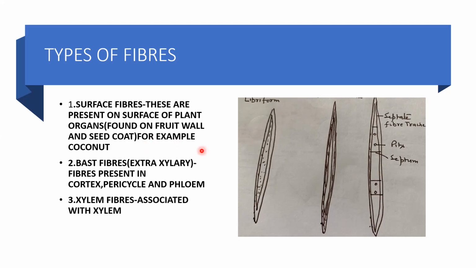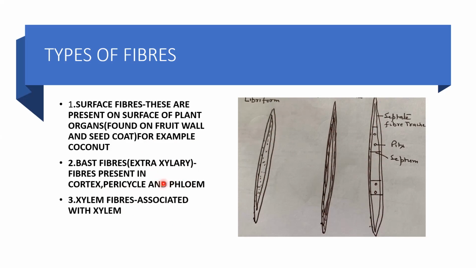Now, when fibers are associated with xylem, they are called xylem fibers or xylary fibers. These are xylem fibers: this is a libriform fiber, this is a fiber tracheid, and these are septate fiber tracheids because they have developed septa. Fibers associated with xylem are xylary fibers, and fibers which are not associated with xylem are extraxylary fibers. These fibers may be produced from the disintegrated cortex tissue, the pericycle, or crushed phloem tissue. Phloem may be primary phloem or secondary phloem.